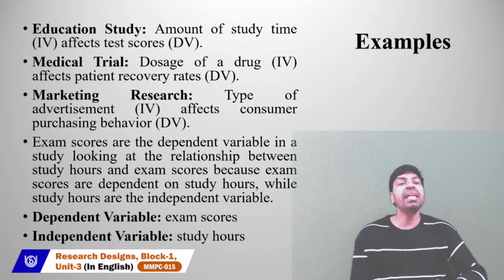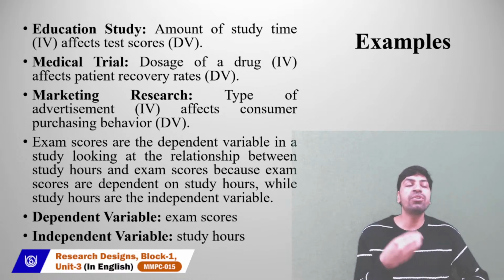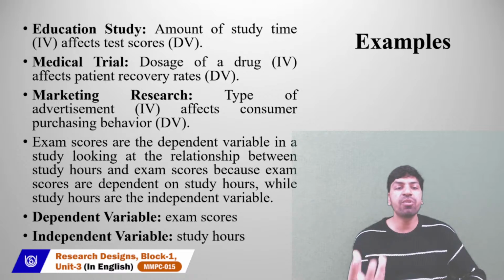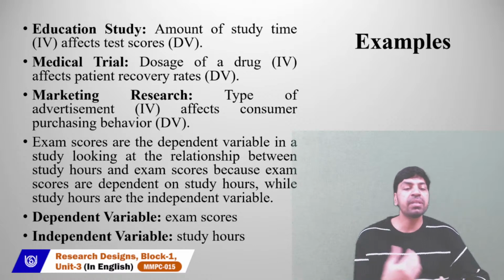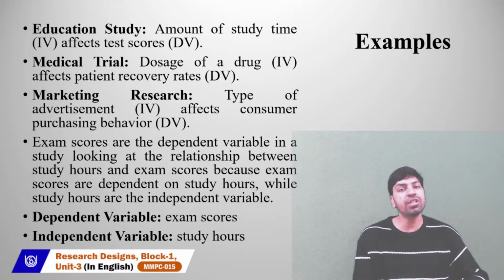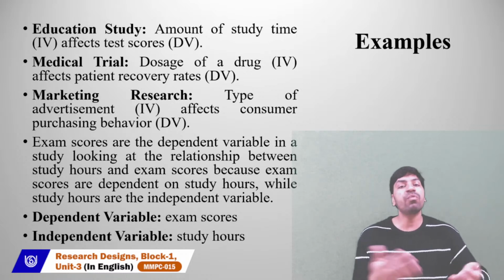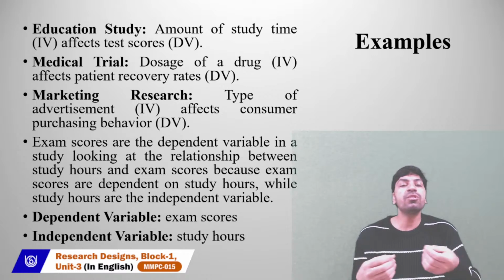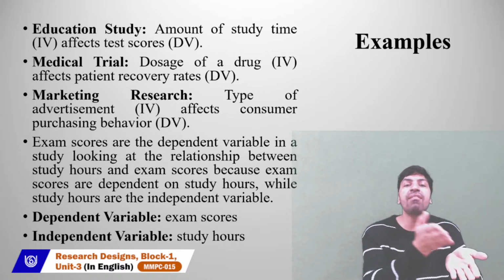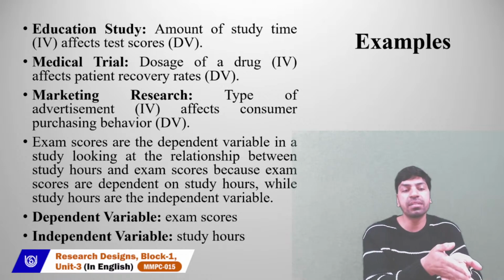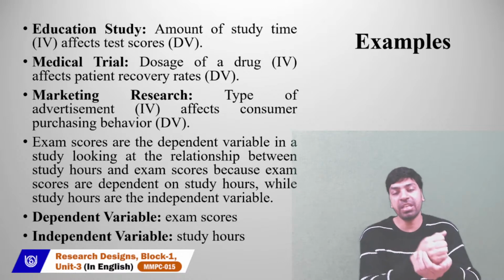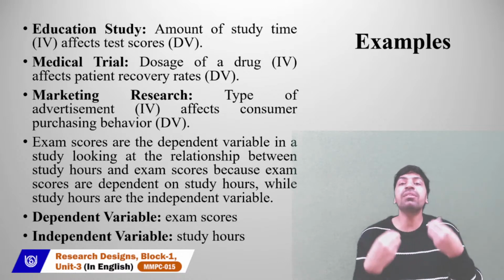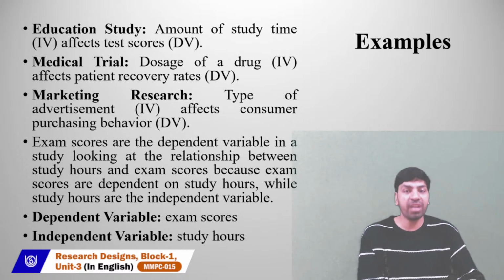When we talk about a medical trial, the dosage, a high dose of a drug, always affects the health of the person, that is, the patient recovery rates. So the dosage of a drug is always an independent variable, because nobody can affect the dosage of the drugs to be given to the patient, but ultimately it affects the health of the patients. So the patient recovery rate is a dependent variable.